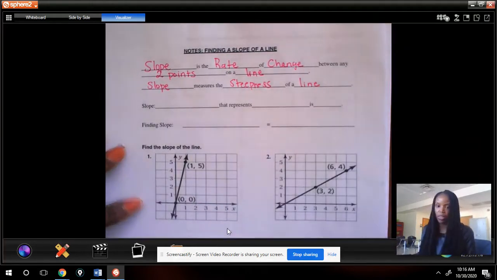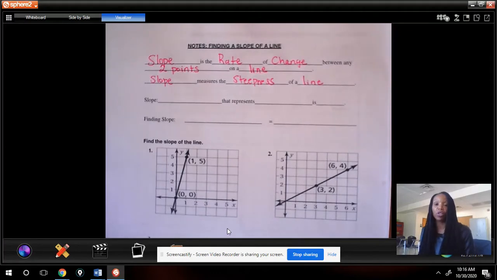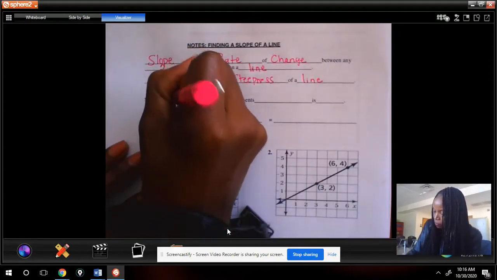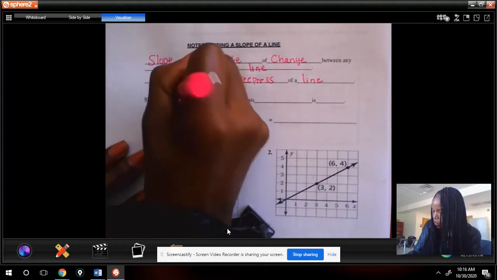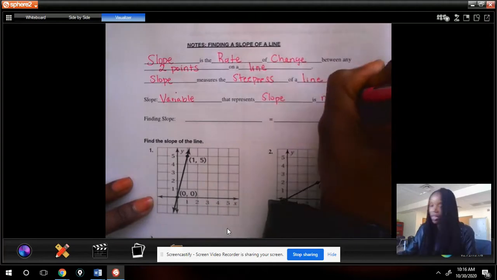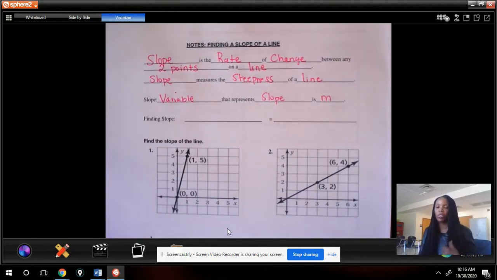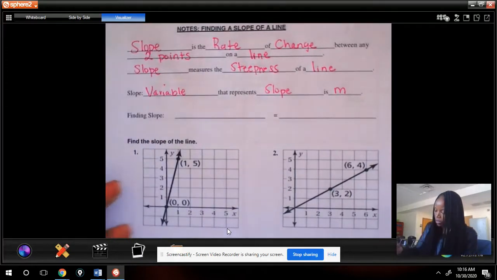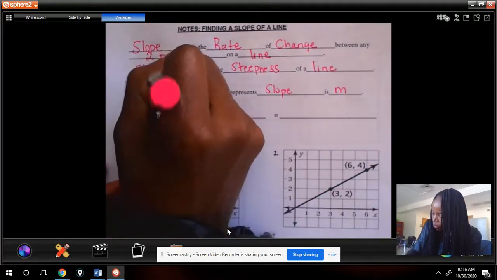Okay. So the variable that represents slope is m. That's very important for you to remember. So the variable that represents slope is m. Okay. So today we're going to just work on your slope formula. So here we go. So anytime you see slope, I want you to start correlating over m.